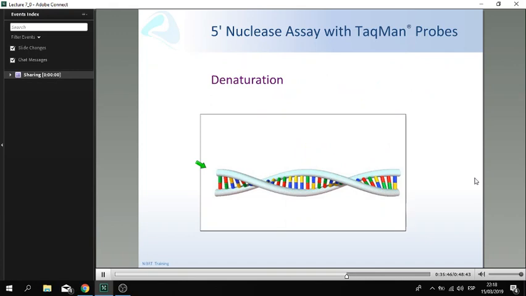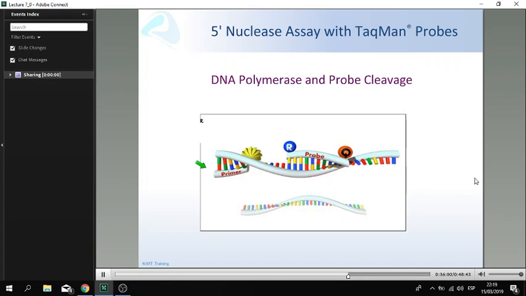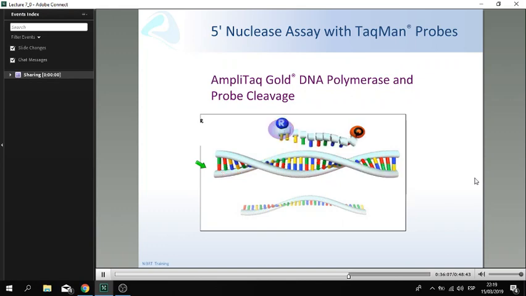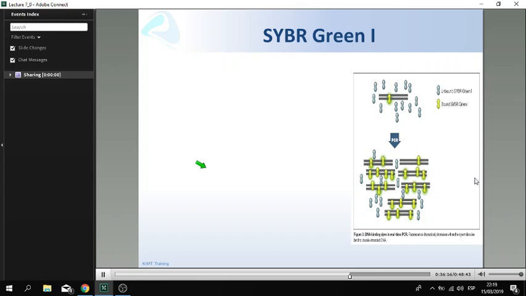So again, just to remind you, first we denature our DNA, then your probe will anneal first, because it's made to anneal before primers. Then the primers will anneal, and then DNA polymerase will start copying the area between primers. And while copying that, when it comes to the probe, it will cleave the probe. The reporter dye will be separated from the quencher, and it will start fluorescing. Okay, so that's one chemistry.